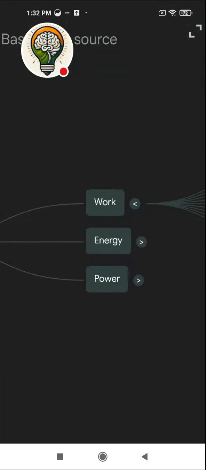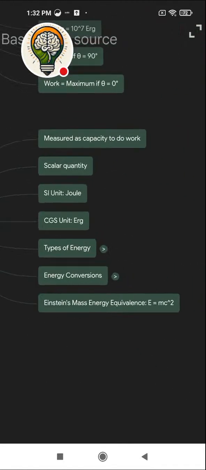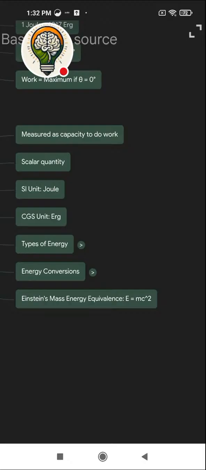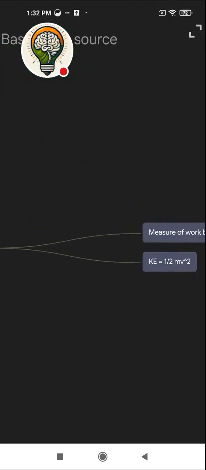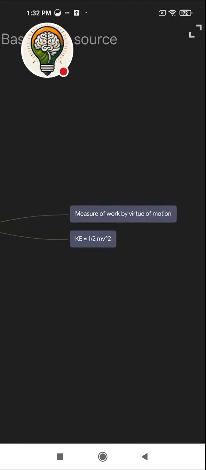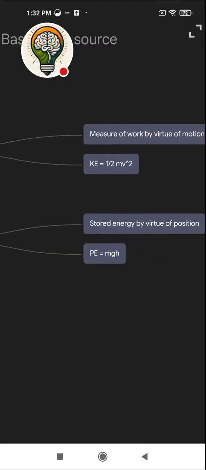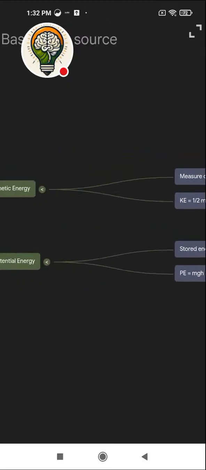Then energy: energy is the capacity to do work, a scalar quantity, SI unit joule, CGS unit erg. Types of energy: kinetic energy, the measure of work by virtue of motion, equal to half mv square. And potential energy, the stored energy by virtue of position, equal to mgh.